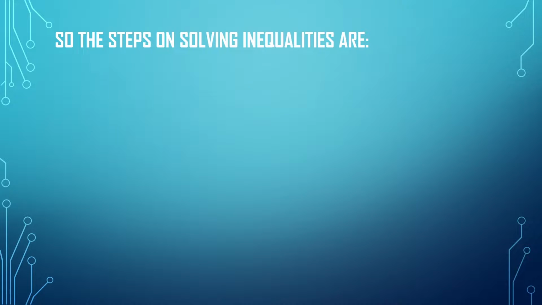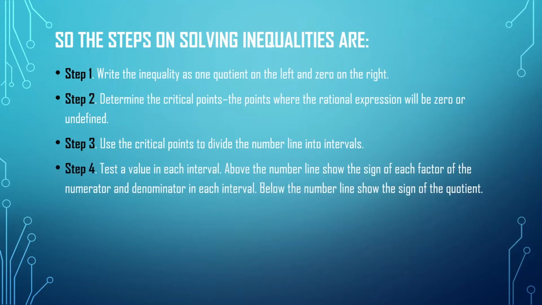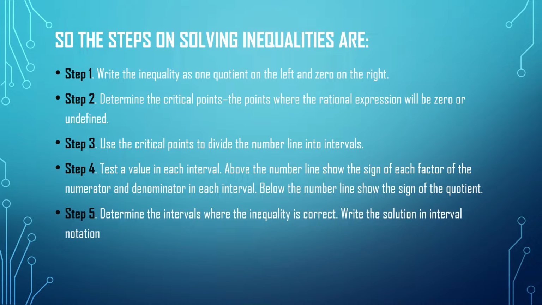So, the steps in solving rational inequalities are: Step 1. Write the inequality as one quotient on the left and 0 on the right. Step 2. Determine the critical points, the points where the rational expression will be 0 or undefined. Step 3. Use the critical points to divide the number line into intervals. Step 4. Test a value in each interval. Above the number line, show the sign of each factor of the numerator and denominator. In each interval below the number line, show the sign of the quotient. Step 5. Determine the intervals where the inequality is correct. Write the solution in interval notation.